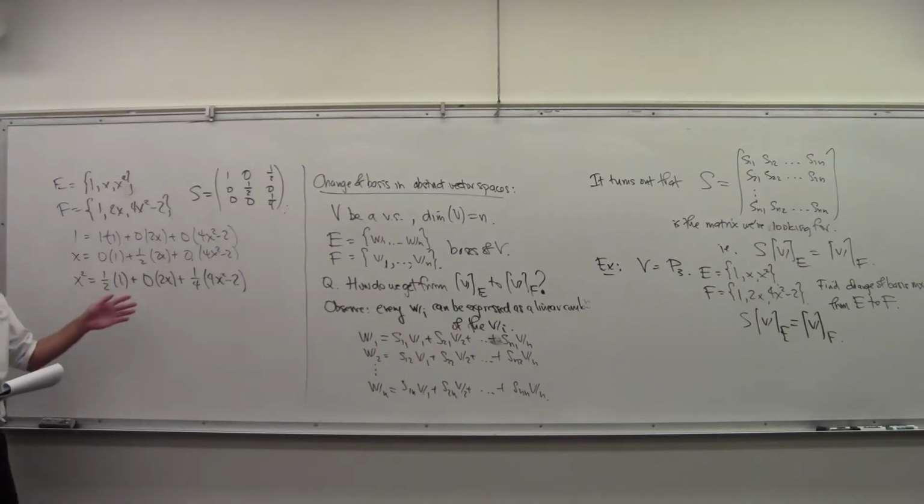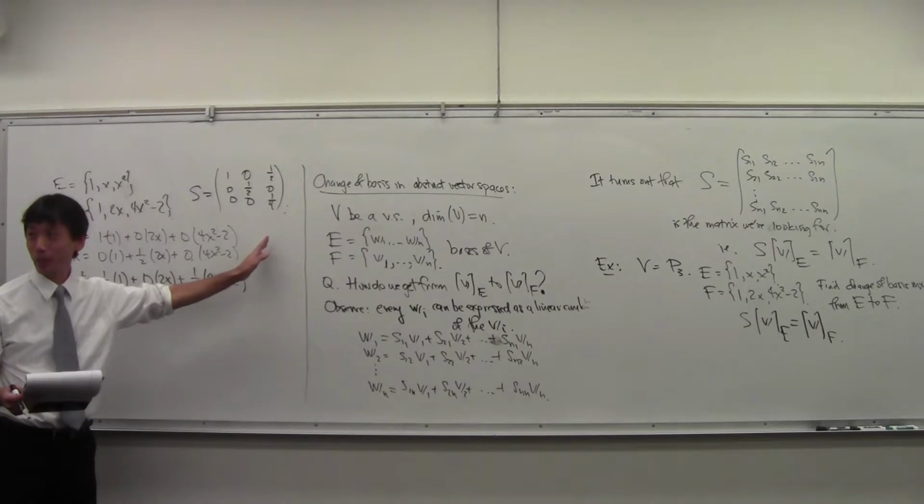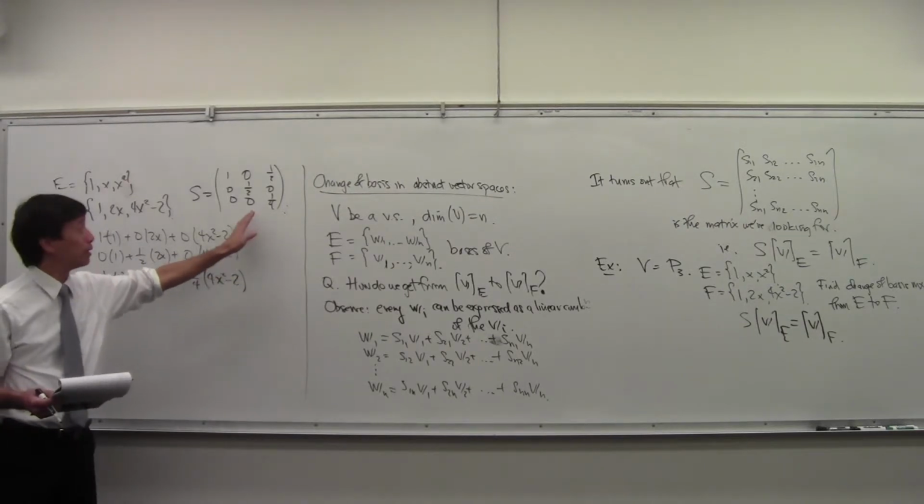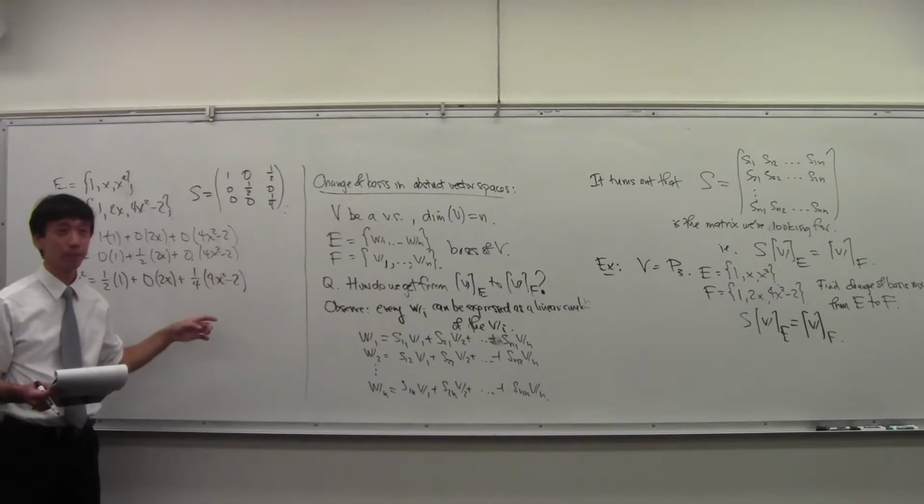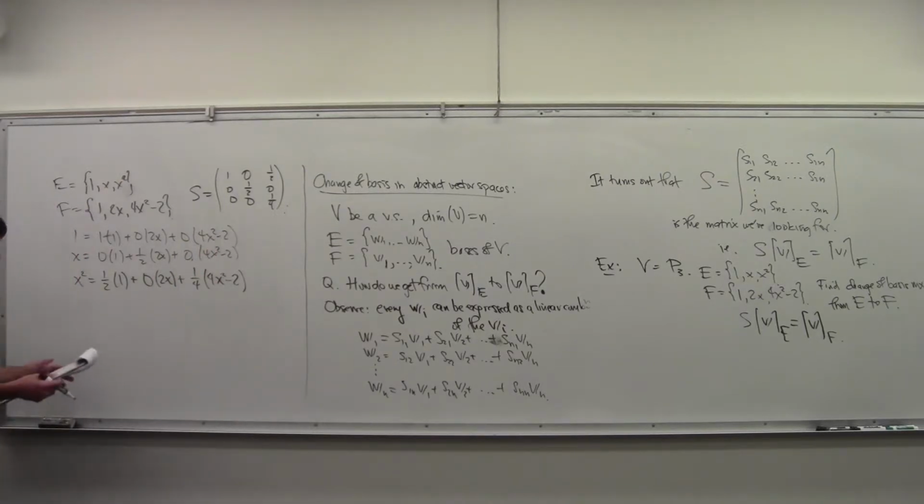Okay, and I'm saying, without explanation yet, that this is the matrix that's going to go from the E coordinates to the F coordinates. So let me just give you an example.